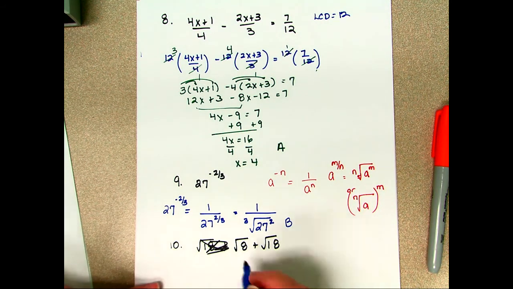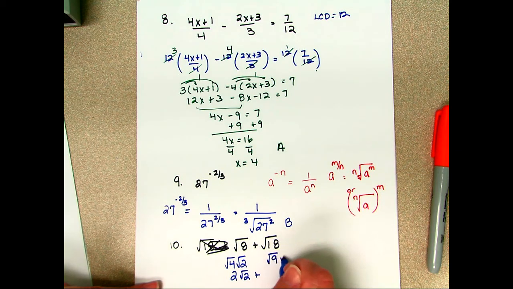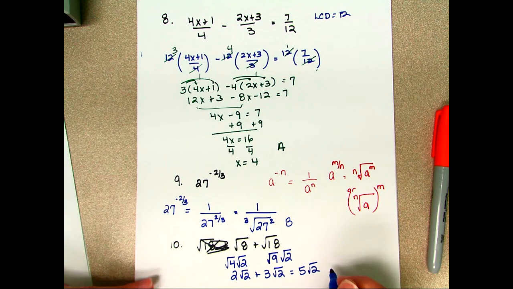We can simplify square root of 8 to square root of 4 times the square root of 2, or 2 square root of 2. The square root of 18 can be simplified to the square root of 9 square root of 2, or 3 square root of 2. 2 square root of 2 plus 3 square root of 2 is 5 square root of 2. The answer for number 10 is C.